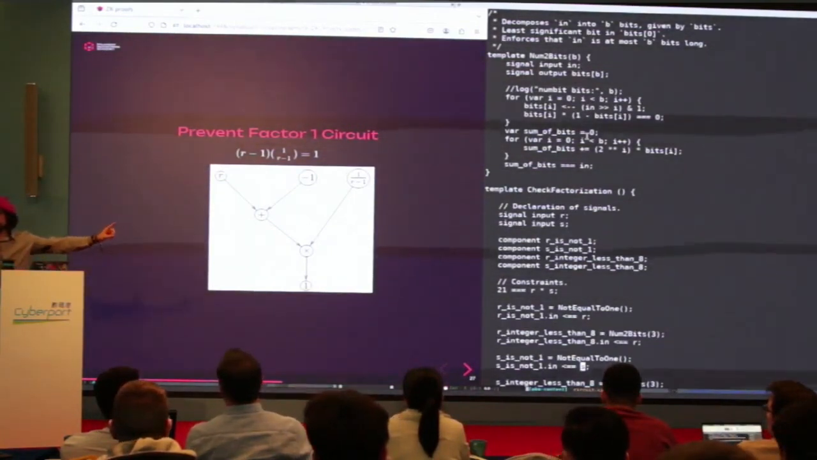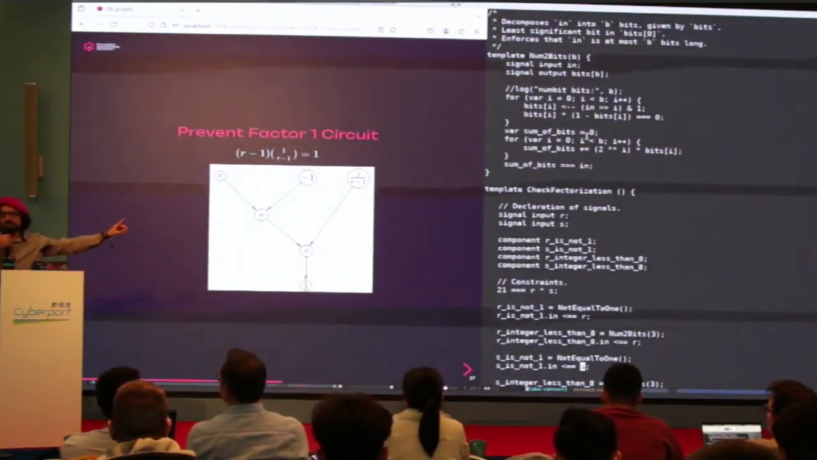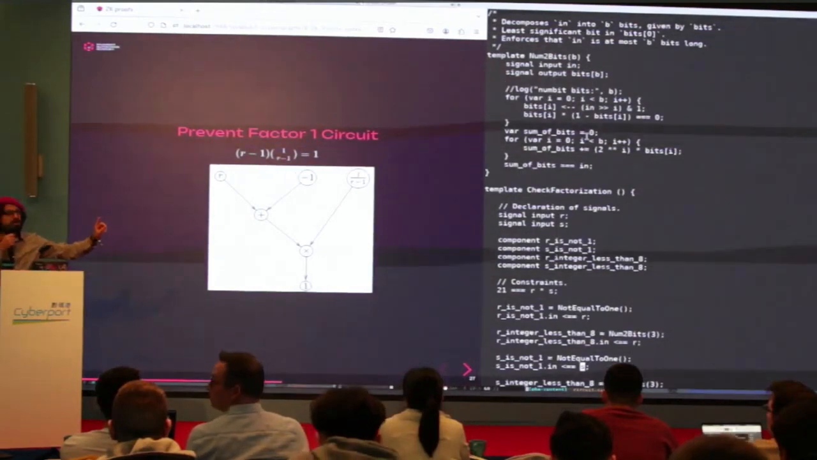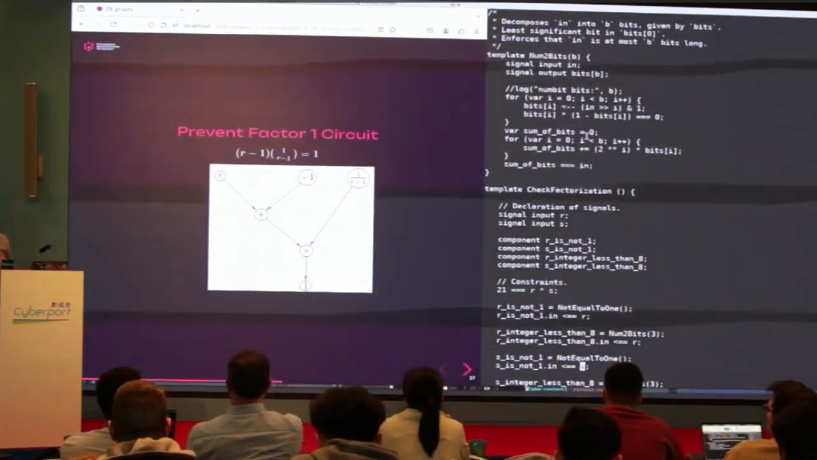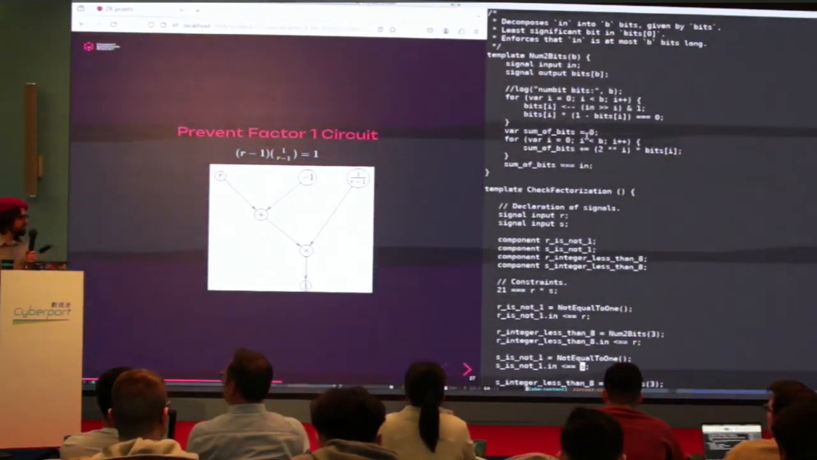This one is on the PBA content repo. Yeah, the ZK factorization example.